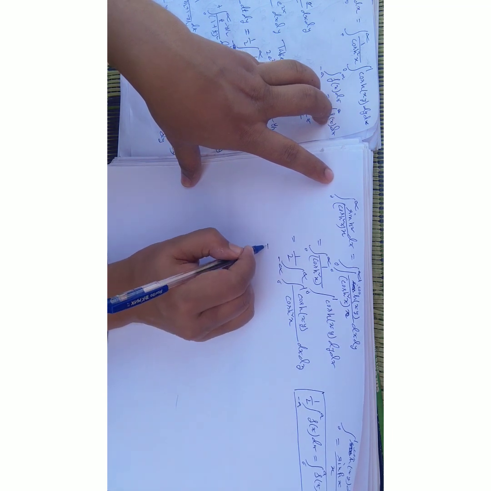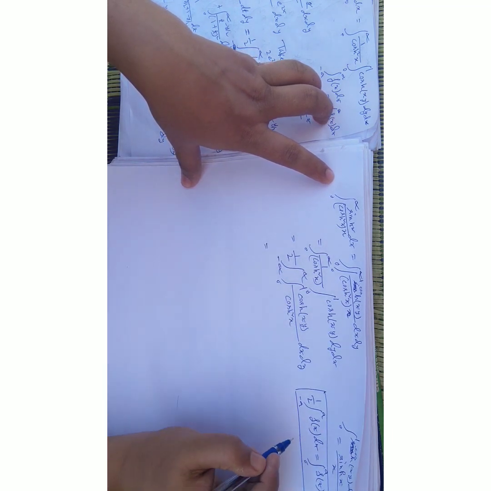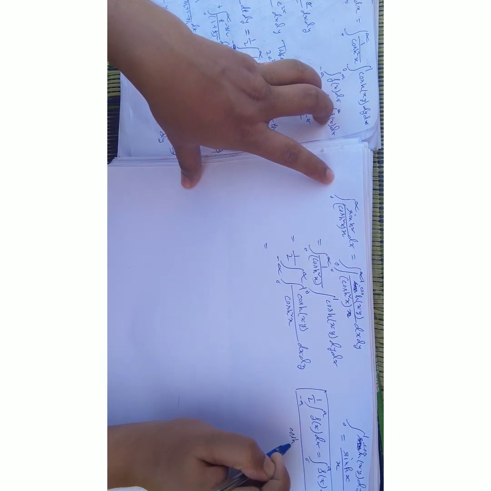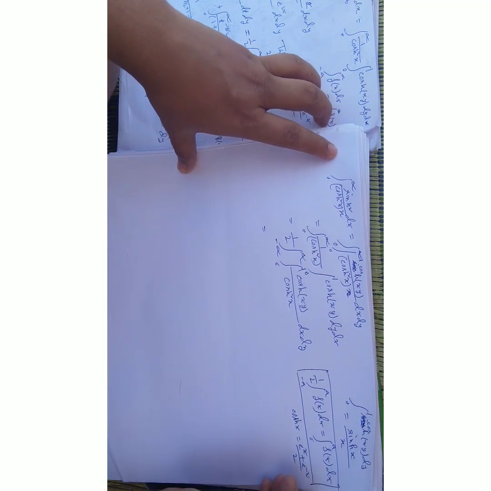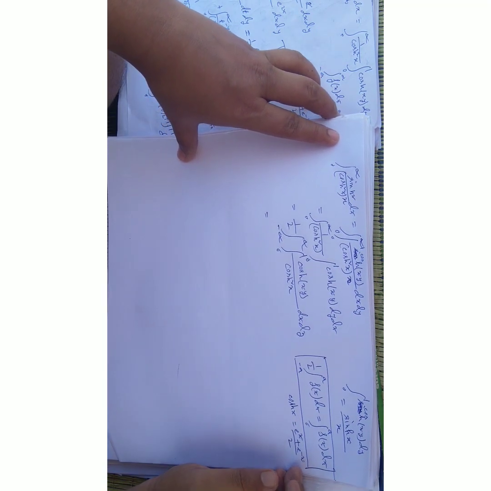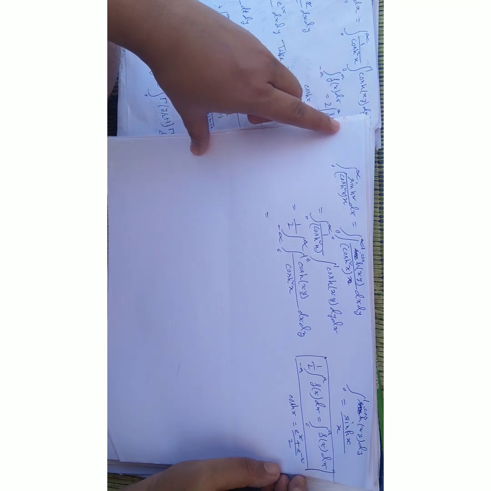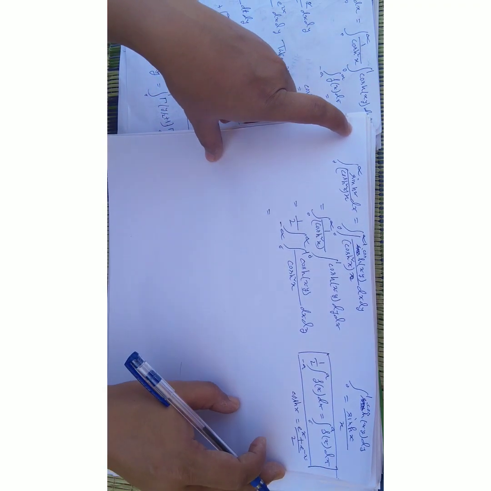And after that I translate cosh x, which can be written as e to the power x plus e to the power minus x, divided by 2. This is the hyperbolic formula, friends. I think it is clear for everyone. I hope that it is clear.